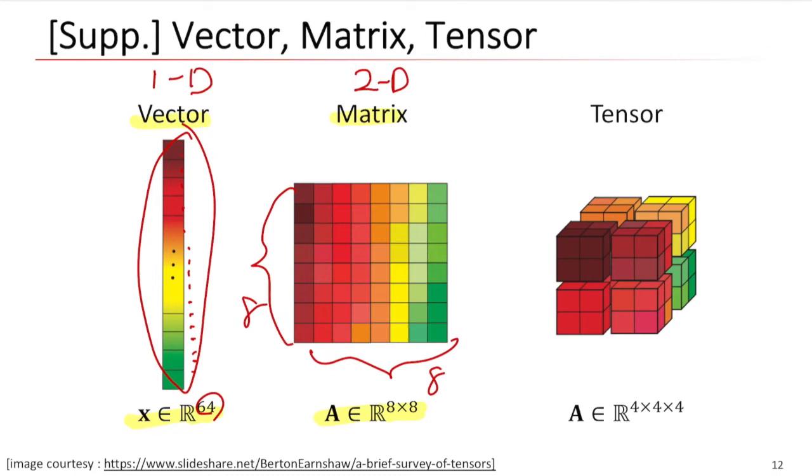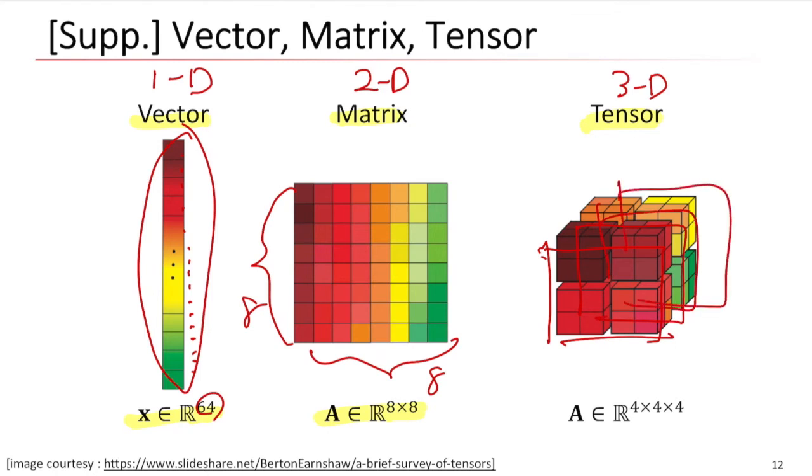What about the 3D case? It is called a tensor. As you can see here, there is one matrix here, and one more matrix here, here, and here. So there are four stacked matrices, and the size of the tensor would be represented like 4 by 4 by 4. So this is a tensor.